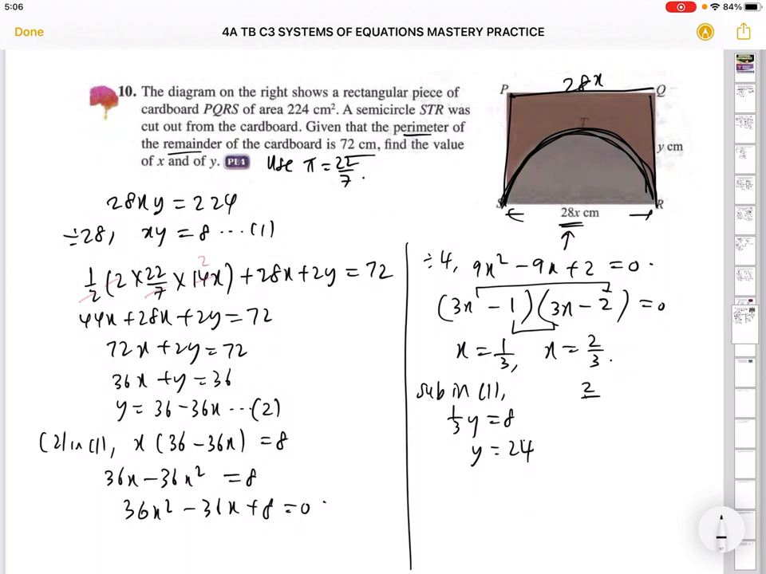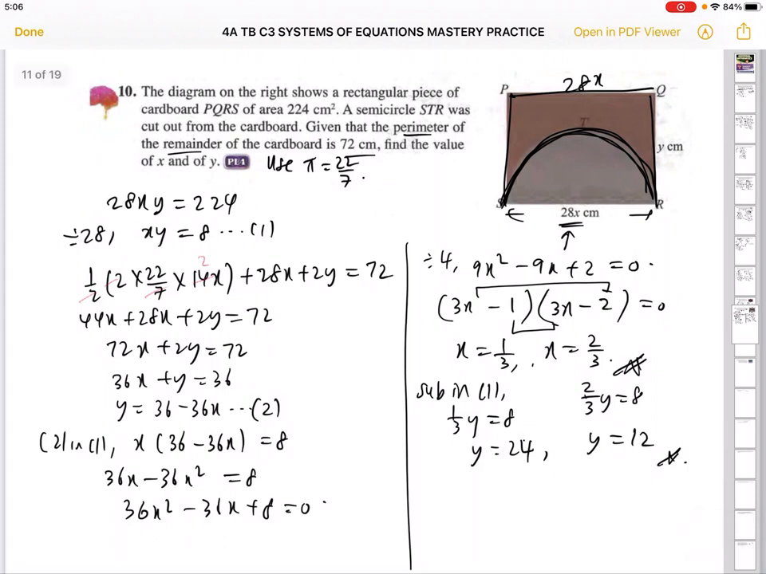Y is 24 divided by 2, which is 12. So I've got 2 x values, I've got 2 y values. There you go, that's my answer for number 10. Okay, we've got one more to go. Number 11, last one.